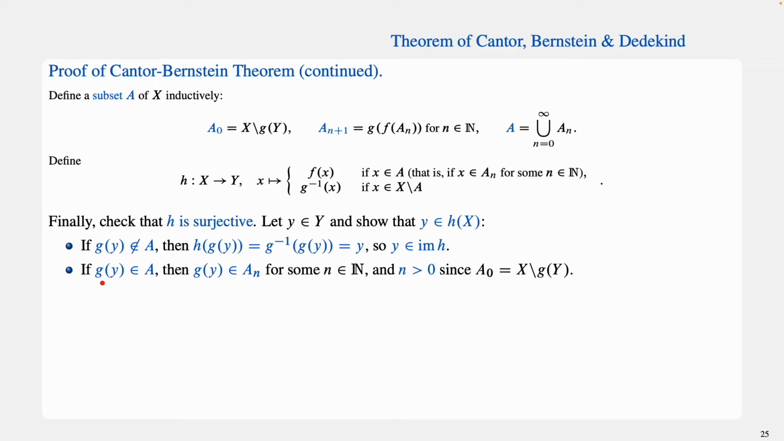And the other case is if G of y is actually contained in A. So then we would have to apply this part of the definition, and we couldn't that easily conclude that y is in the image. But if G of y is contained in A, then there's some index n such that G of y is contained in An. And in particular, we can say that n has to be larger than 0, because by definition, A0 is the complement of the image of G. But of course, the element G of y is an image under G, so it has to be in the image of G. So it can't be contained in A0, but it has to be contained in one of these higher index An.